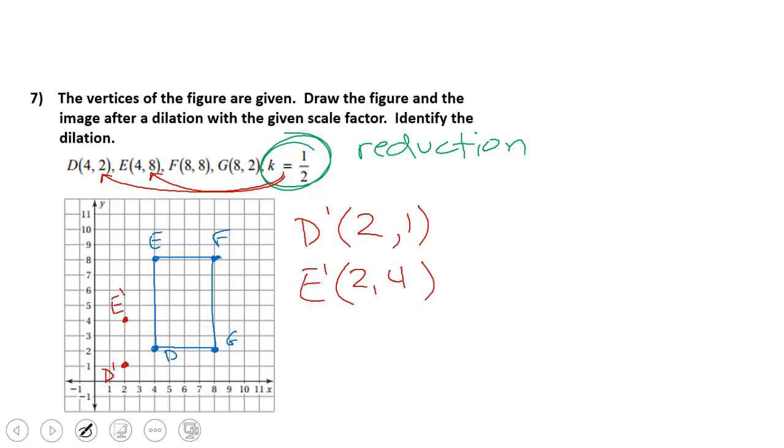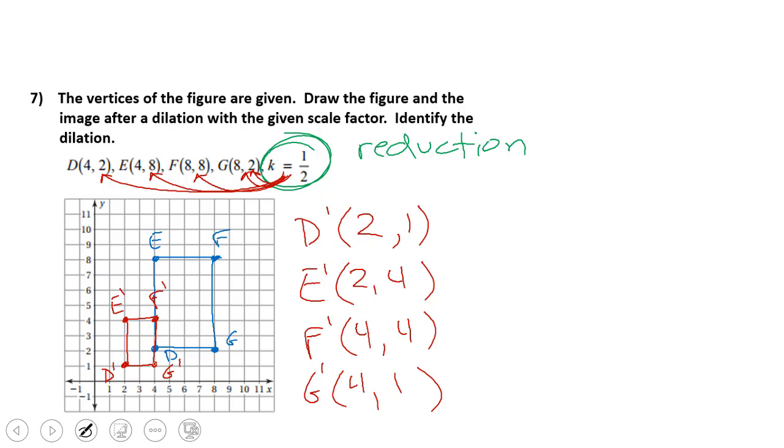E prime. And F prime, multiplying both by 1/2. Well, 8 times 1/2 is 4, and 8 times 1/2 is 4. So we're going to 4, 4. And that's F prime. And then G prime, multiplying both of those. 8 times 1/2 is 4, and 2 times 1/2 is 1. 4, 1 for G prime. And then, of course, draw that. So, our image is definitely smaller.